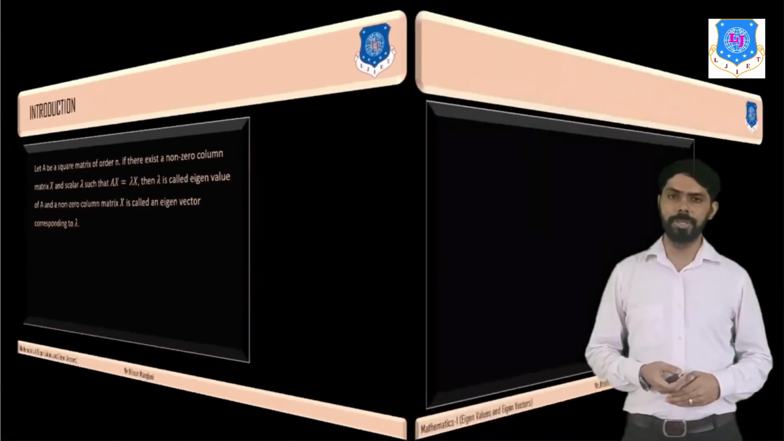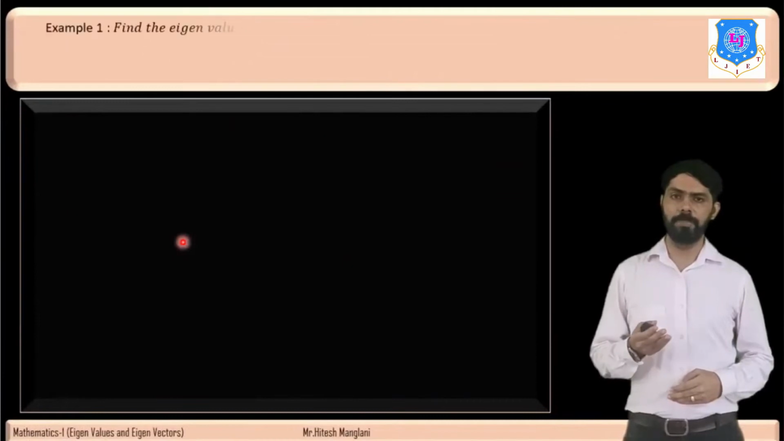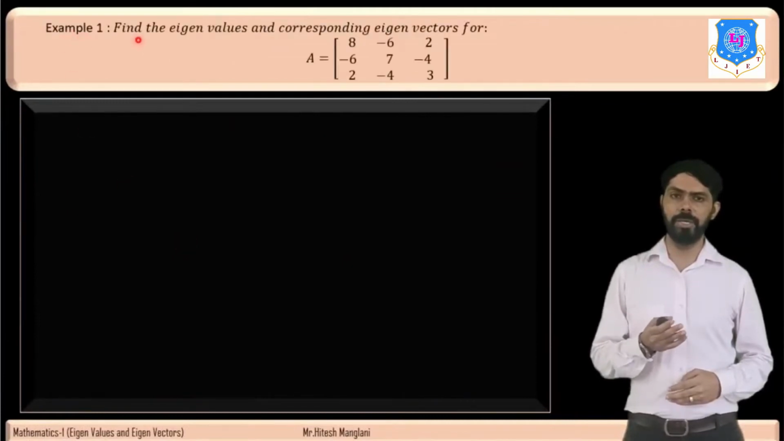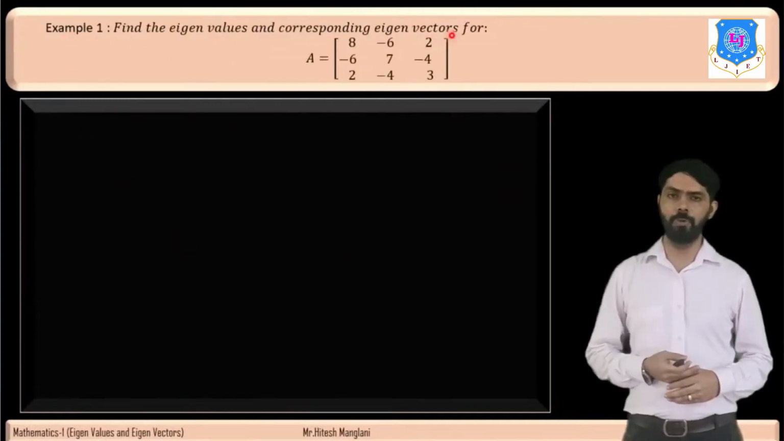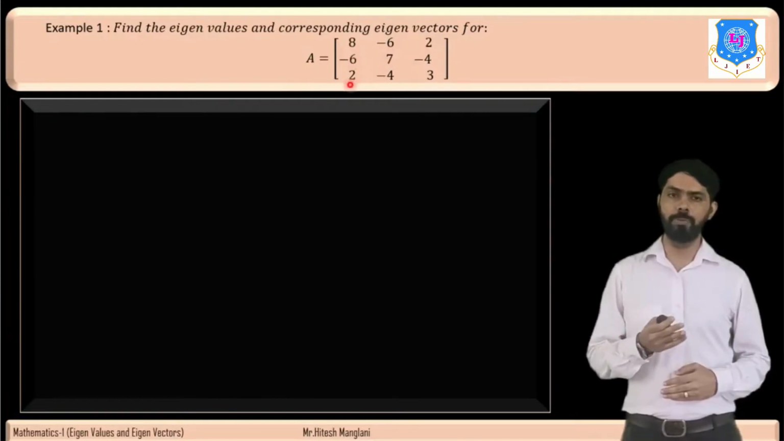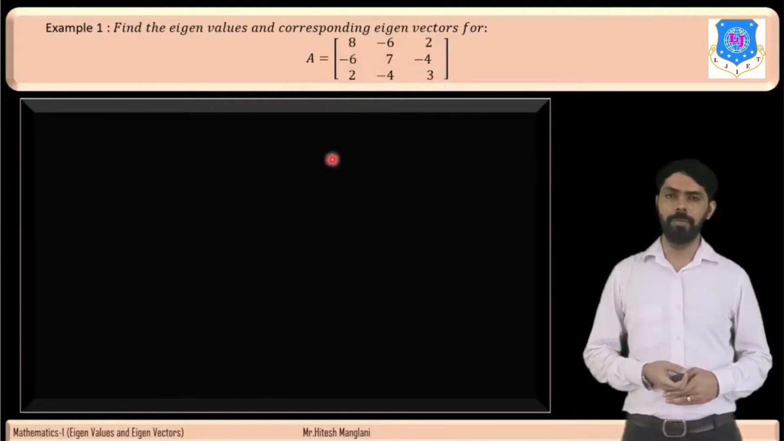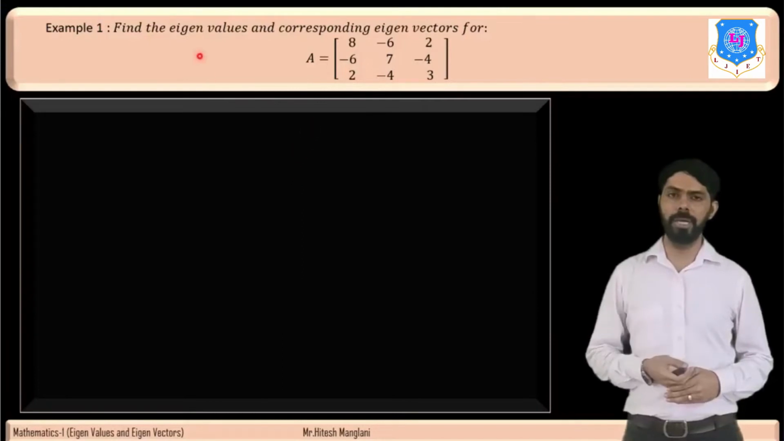Now we will discuss an example. First example: find the eigenvalues and corresponding eigenvectors for A equal to [8, -6, 2; -6, 7, -4; 2, -4, 3]. So here we will have to find the eigenvalues and eigenvectors for this matrix.